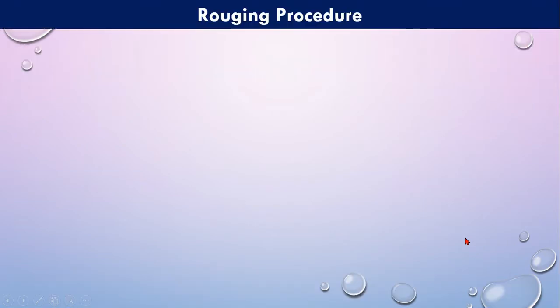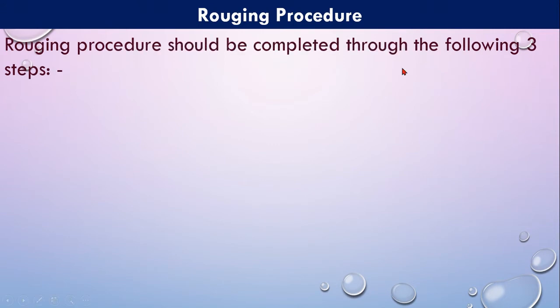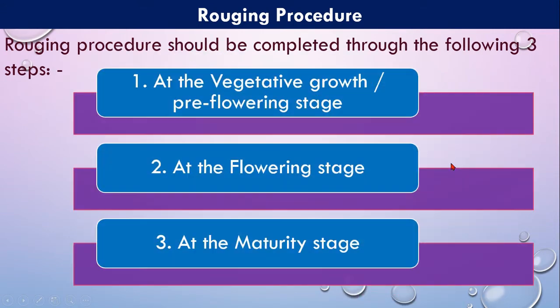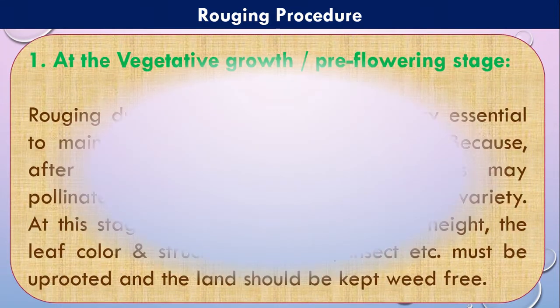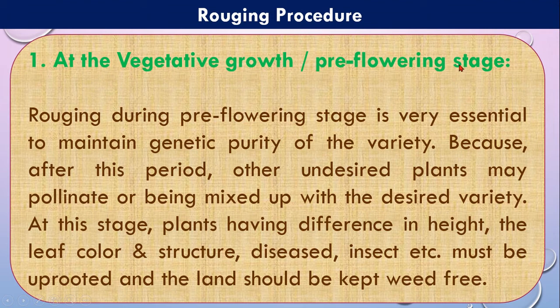Then the procedure of rogueing. How can you do this procedure in the seed crop field? We can do it in three steps. First one is at the vegetative growth stage or pre-flowering stage. Second one is at the flowering stage, and the last one is at the maturity stage. So in these three stages we can apply the rogueing process.